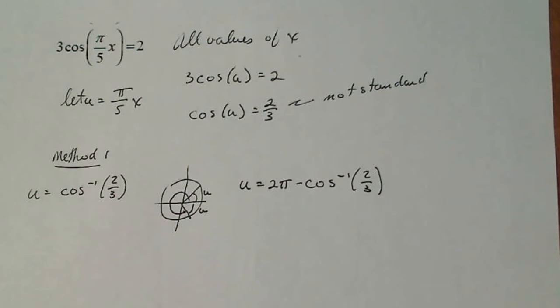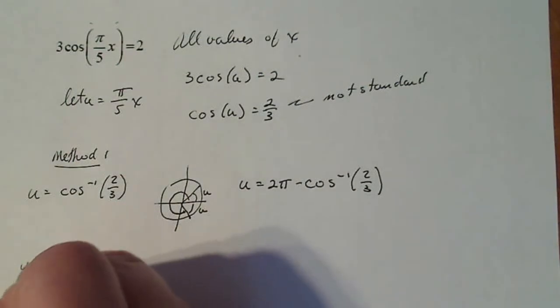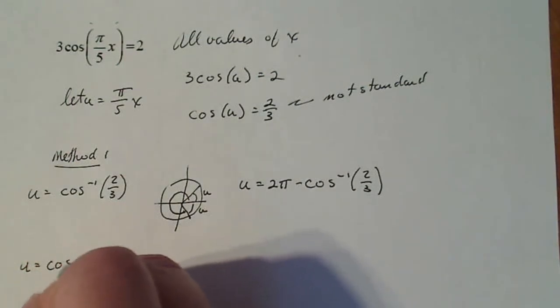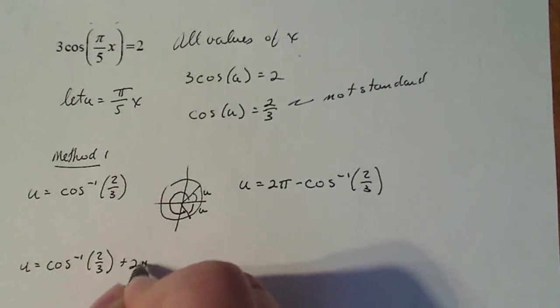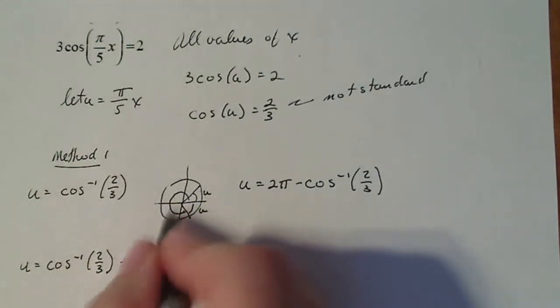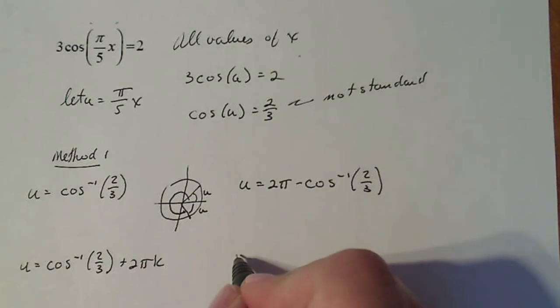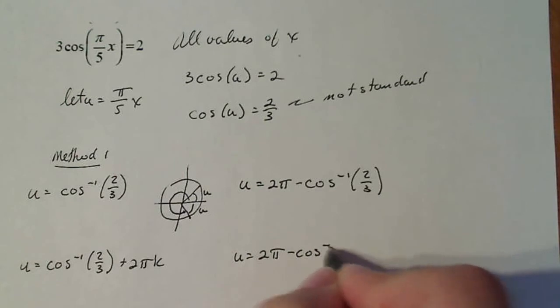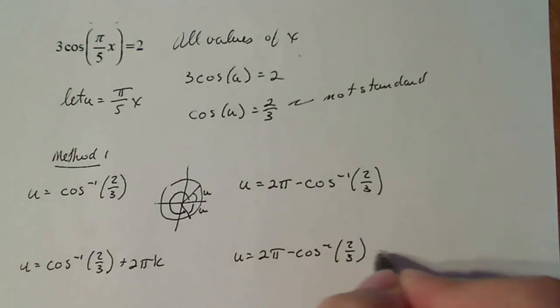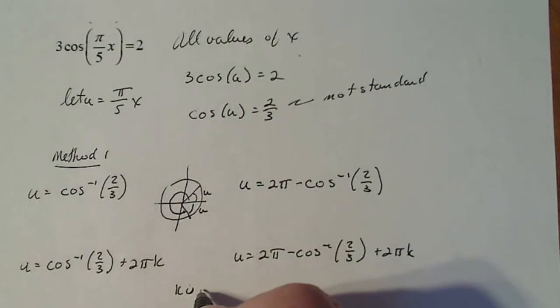So now I have my 2 angles in the first rotation, and in order to get all the angles, I just add 2 pi k to each. So u equals cosine inverse of 2/3 plus 2 pi k. That accounts for all the rotations around and around. And u equals 2 pi minus cosine inverse of 2/3 plus 2 pi k, where k is an integer. Don't forget to put that.